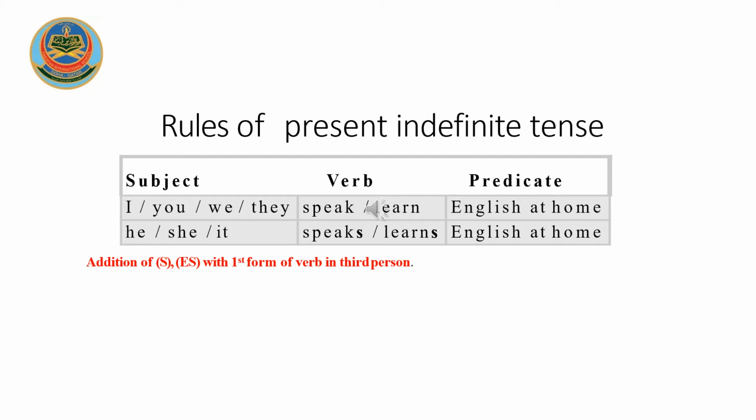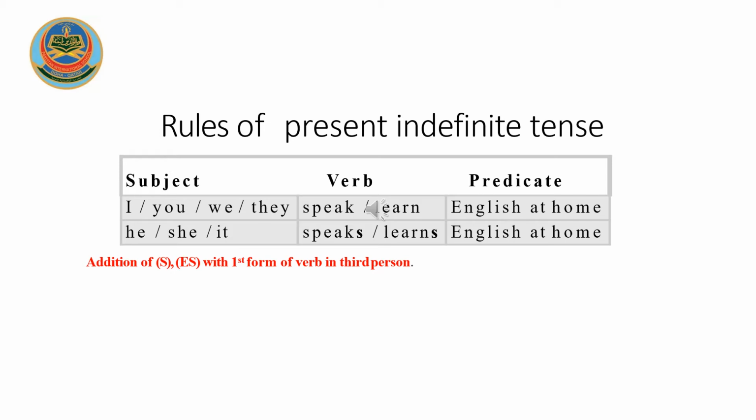My dear students, before we get started, it's good to know that when I say first person singular, I mean I. When I say second person singular, I mean you. When I say third person singular, I mean he, she, and it. When I say first person plural, I mean we. When I say second person plural, I mean you. When I say third person plural, I mean they.